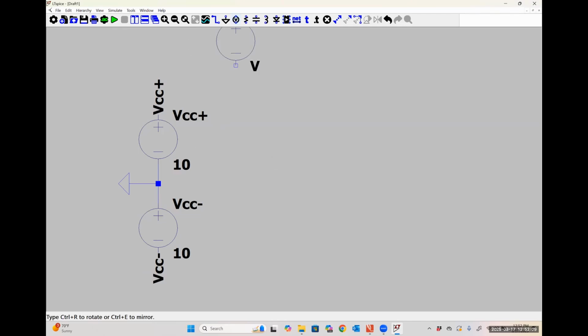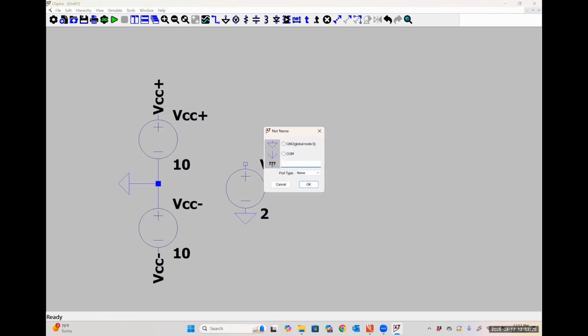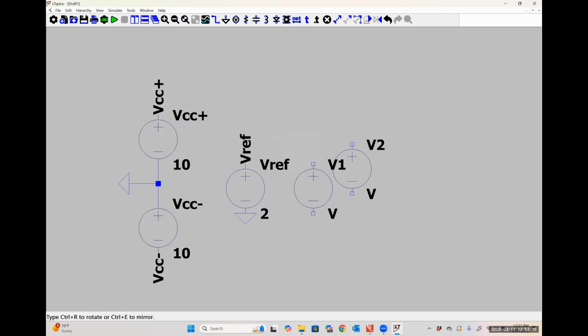Now I'm going to set up my reference voltage, which was just a simple DC voltage source. That should be a 2-volt source. I'm going to put ground at the bottom, and I'm just going to label this top node as VREF. And I'm going to give myself another voltage source, and this is going to be my input voltage. So I'm going to change its label to be VN. Once again, I'm going to put ground on the bottom. I'm going to label this as VN.